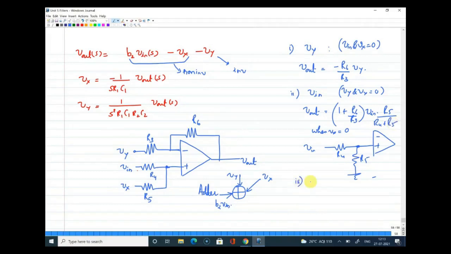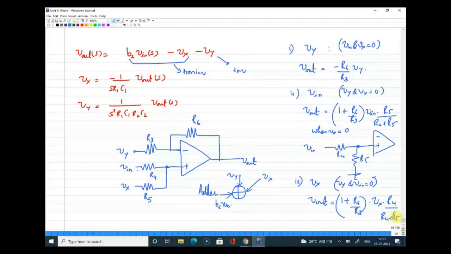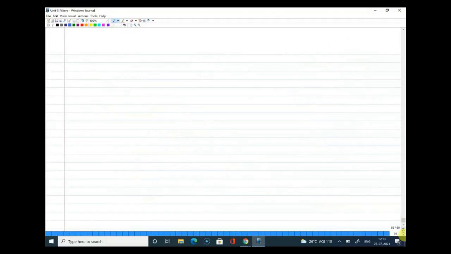Now, third, if I am considering only Vx, I need to short Vy and V in to 0. And when I do that, I can write V out the same way: 1 plus R6 by R3 into Vx into R4 by R4 plus R5. Right. So in that case, I'll now write the V out together.